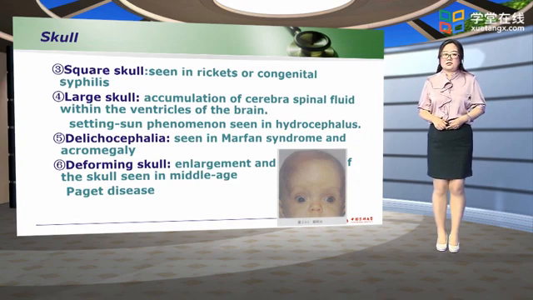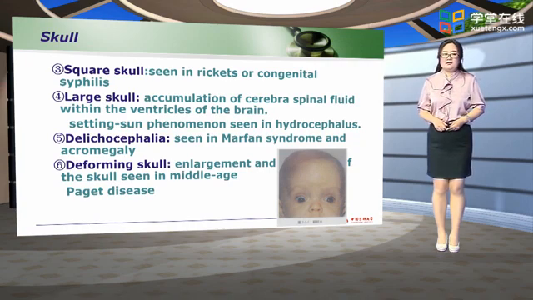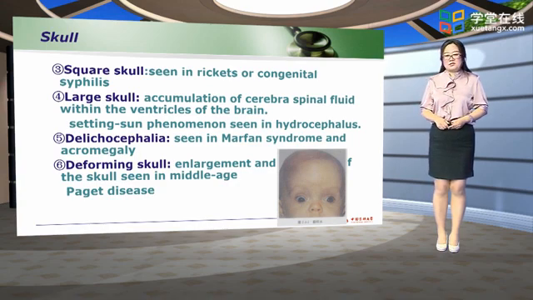The fifth one is called dolichocephalus, which is often seen in Marfan syndrome and acromegaly. Acromegaly is an endocrine disease which is caused by the excessive secretion of growth hormone. The last one is called deforming skull, which is an euro. Sometimes we see it in Paget disease.